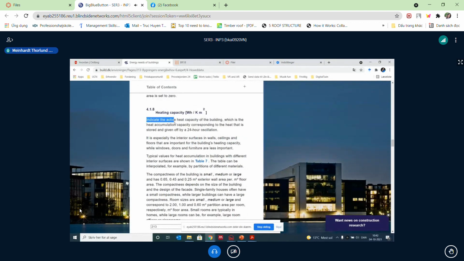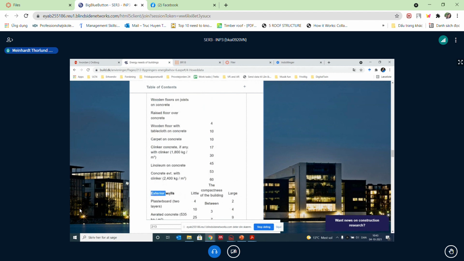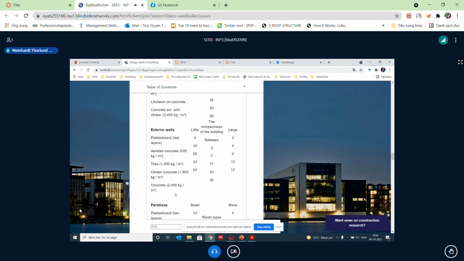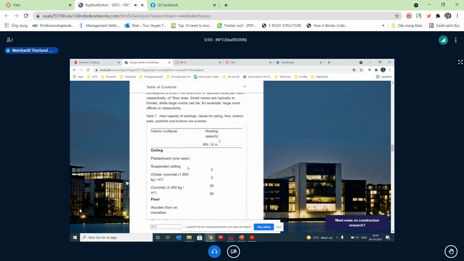So, how do we find out about this heat capacity? Basically, this is the table that I showed you before on my PowerPoint, but now it's in English. So first off, we'll look at the ceiling. What kind of ceiling do we have? What is the most inner surface of the ceiling? What is the most inner part of the floor? What is the most inner part of the exterior walls, partitions, inventory? So basically, this is like a really simple calculation.